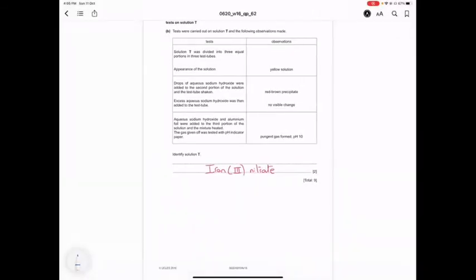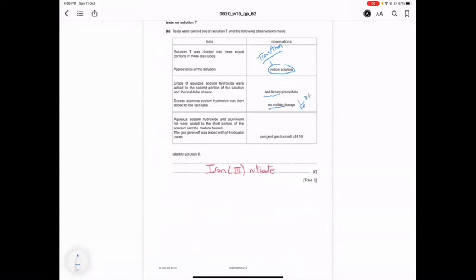Now here he's testing for T. Okay, T, he divided it into 3 equal portions. The solution is yellow. Think right away transition metal is present since it's a colored solution. Then he added drops of sodium hydroxide, red brown PPT, insoluble in excess, which is indicative of iron 3.